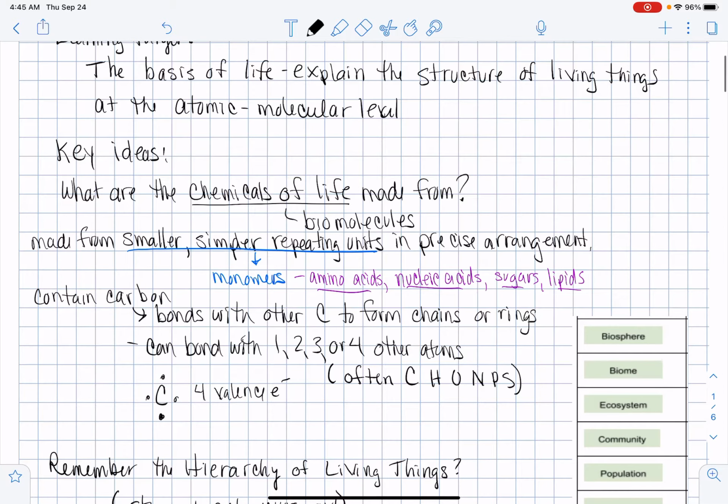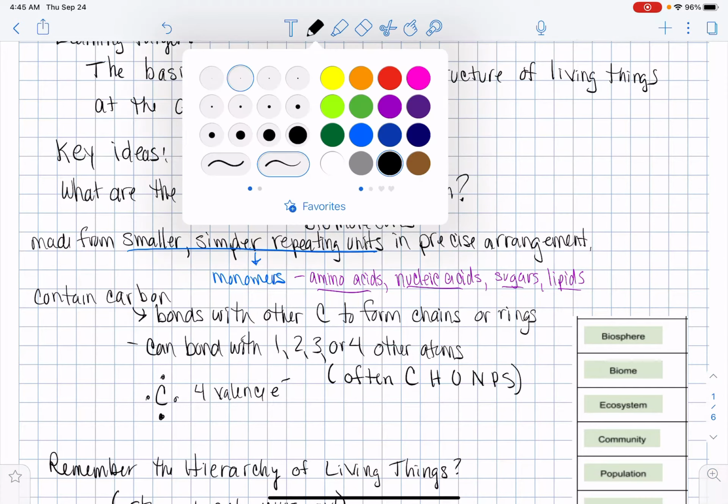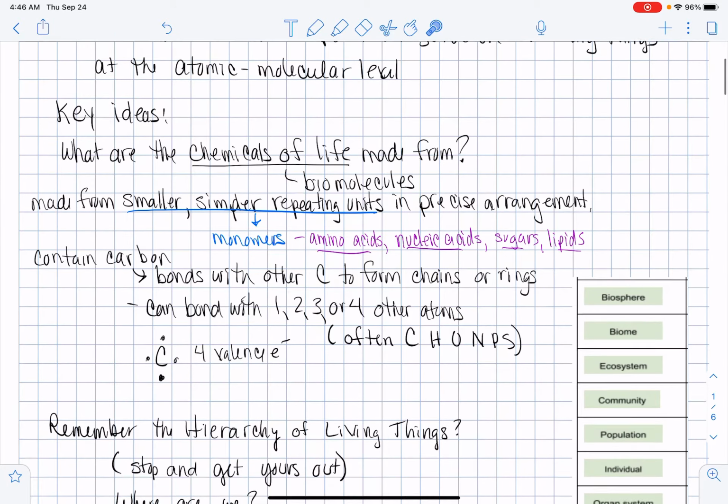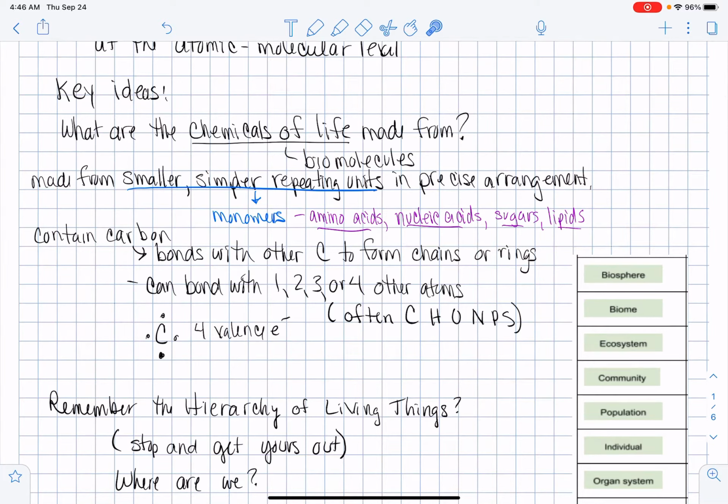What are the chemicals of life made from? They are made from biomolecules, which are made from smaller, simpler repeating units in some precise arrangement. You'll have amino acids, nucleic acids, sugars, and lipids. Those are the basic, what we call a monomer, for those things. This is the common part of life: all of those contain carbon atoms.